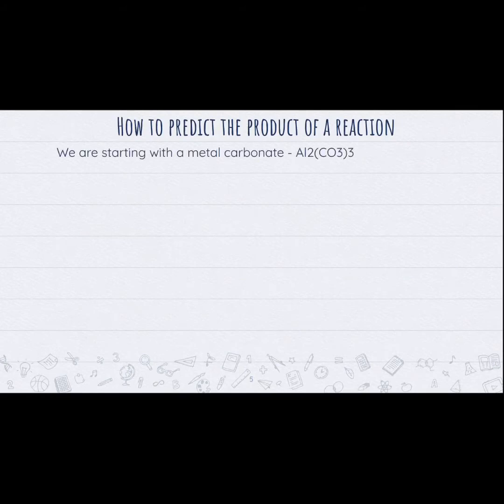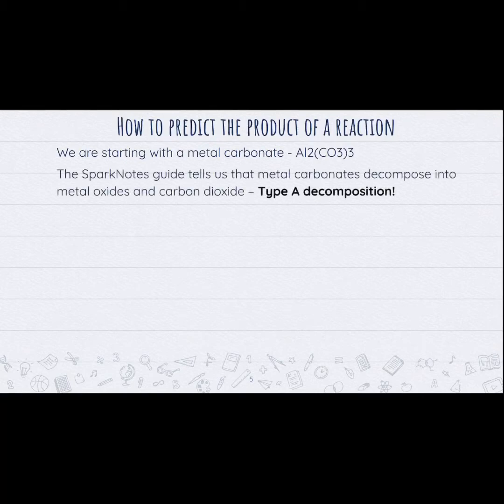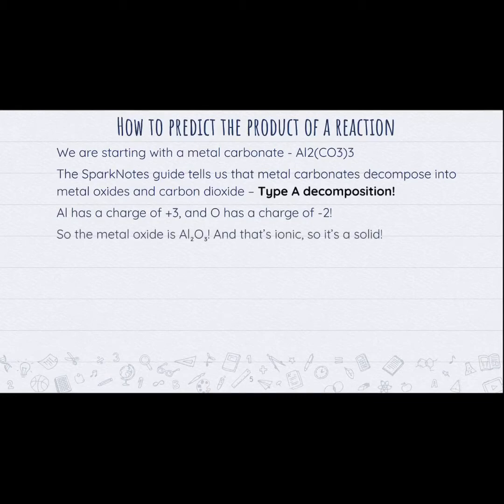Okay, so we're starting with this metal, Al2CO3. The spark notes guides tell us that it is type A decomposition. Again, Al had a charge of 3, O had a charge of -2, so I swapped and dropped those charges to figure out my formula. Carbon dioxide is CO2, and it's a gas.